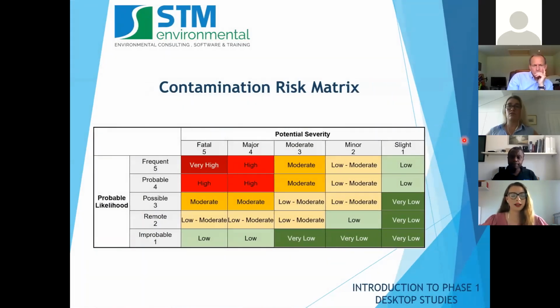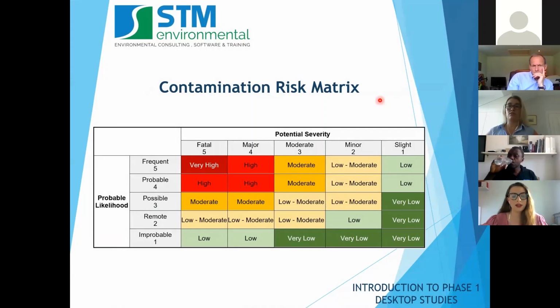All the information collated as part of the Phase 1 desktop study leads into whether there is a potential risk at the site, and therefore whether further investigation is required. To get to this conclusion, a qualitative risk assessment is undertaken. I've broken this down into some key elements.